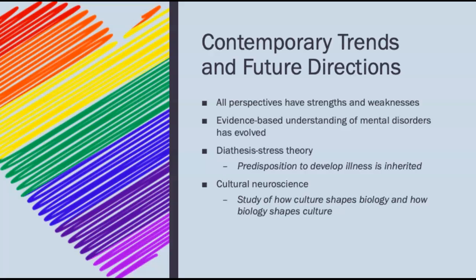And cultural neuroscience. So a future direction and future trend is the study of cultural neuroscience, which is the study of how culture shapes biology and how biology shapes culture. And so the bidirectional nature of that relationship.